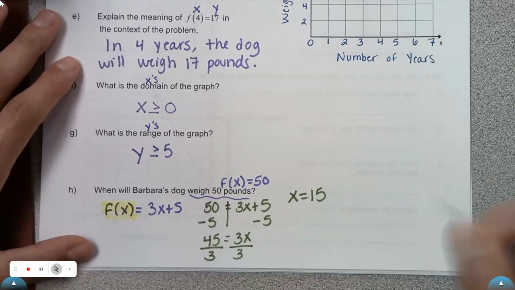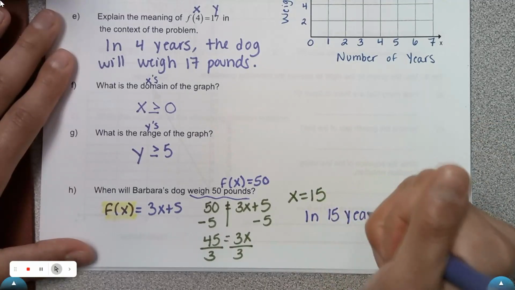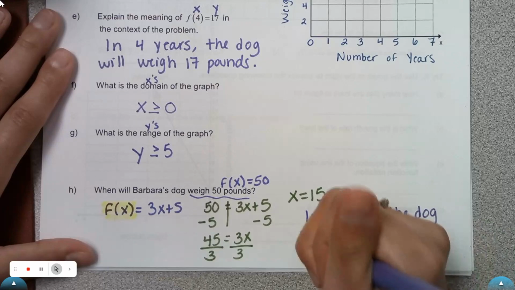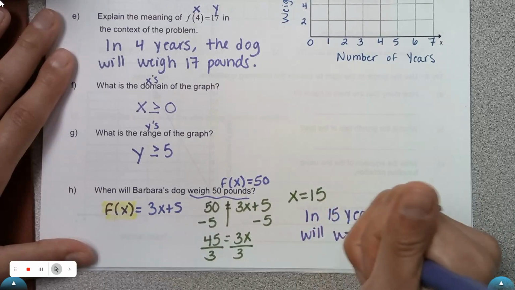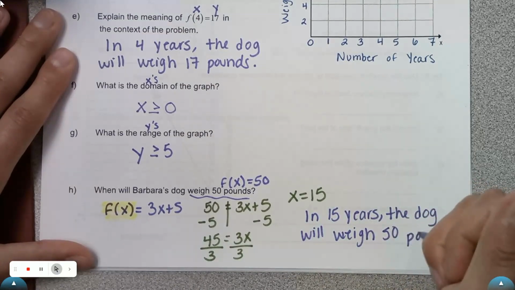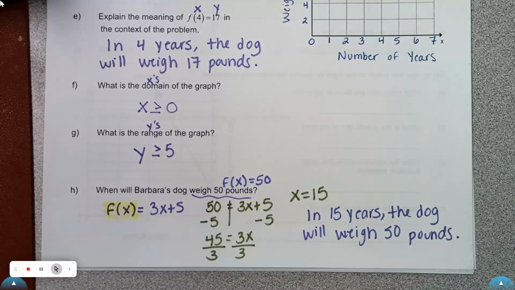Okay, so let's write a sentence saying that. So in 15 years, the dog will weigh 50 pounds. Okay, perfect. Once you have that sentence, you can go ahead and turn to the next page.